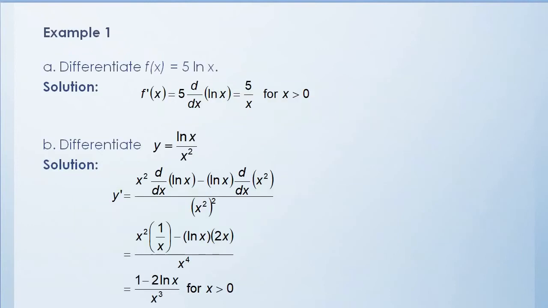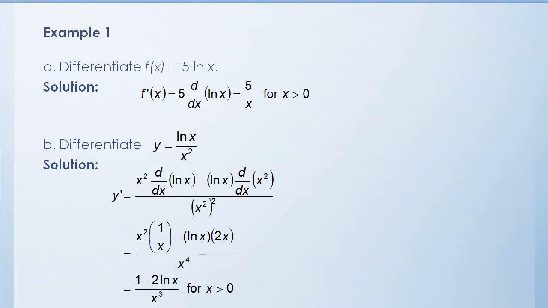For example, differentiate f(x) equal to 5 ln x. Since 5 is a constant, when we differentiate, we take it out and just differentiate ln x, we will get 1 over x. So 5 multiplied by 1 over x, we will get 5 over x, where x should be greater than 0. And question example 1b, differentiate y equal to ln x divided by x squared.